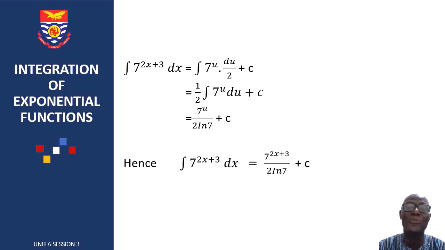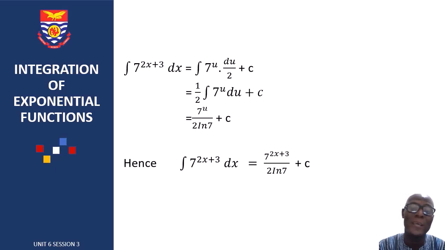Now 1 over 2 is a constant. So we bring 1 over 2 out, then the integral 7 exponent u du plus c. Now when we integrate 7 exponent u, it gives 7 exponent u over ln 7. Then we multiply it by half to obtain 7 exponent u over 2 ln 7 plus c. But we know our u to be 2x plus 3. So we replace u with 2x plus 3.